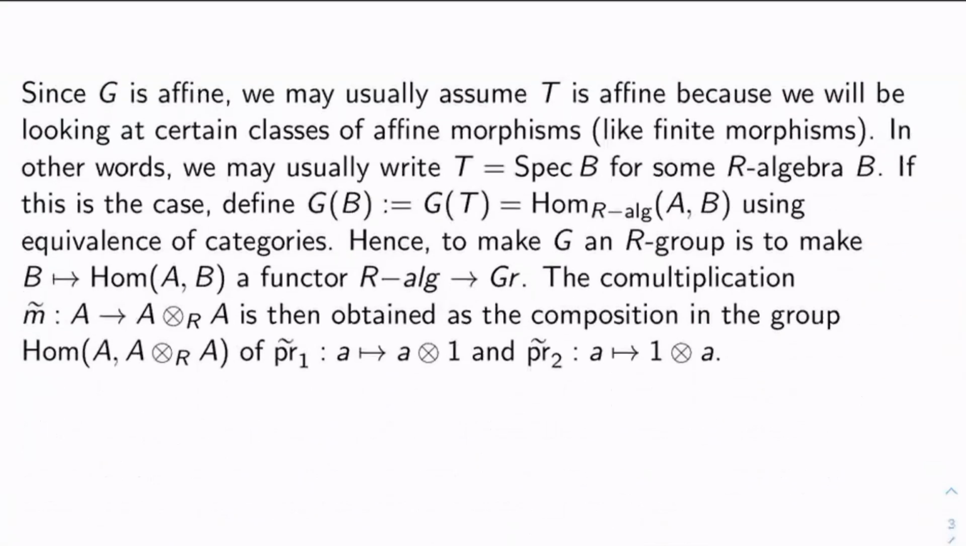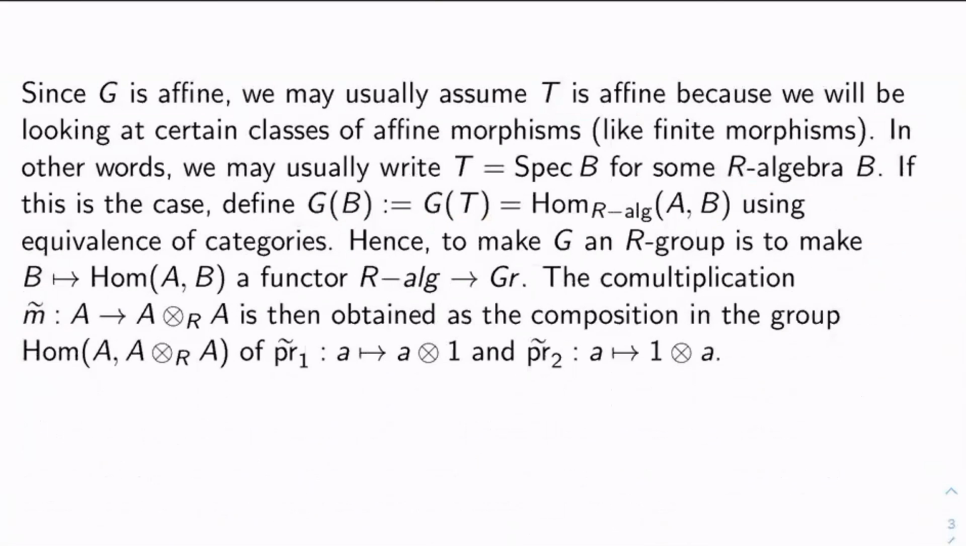Okay, a little bit more setup. Since G is affine, we can usually assume T is affine, because we will be working with certain classes of affine morphisms, usually finite morphisms. In other words, we can usually write T equals Spec B for some R-algebra B. When we're allowed to do this, we'll define G(B) to be just G(T), and we'll think of G(T) as the R-algebra homomorphisms from A to B, using the equivalence of categories discussed a few videos ago.